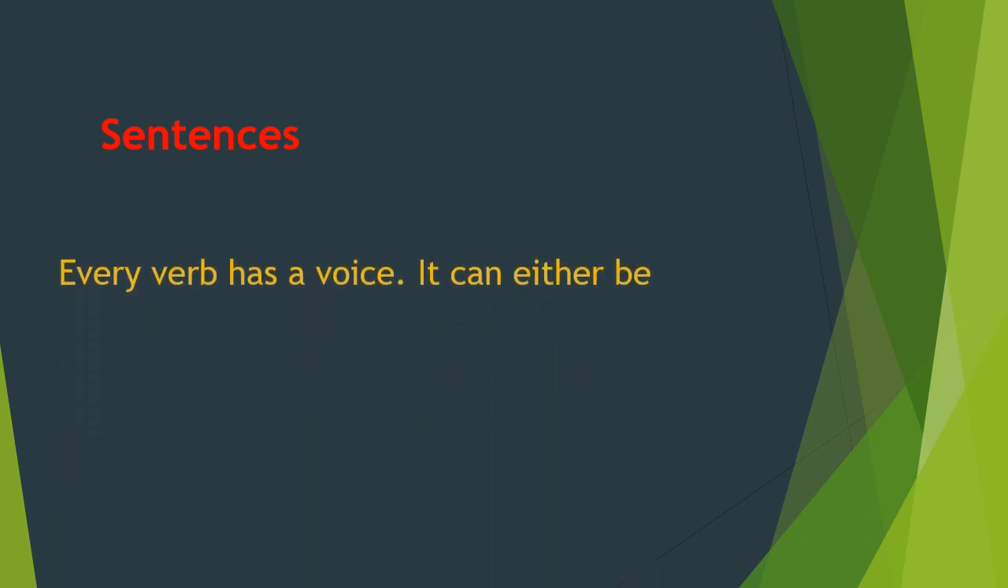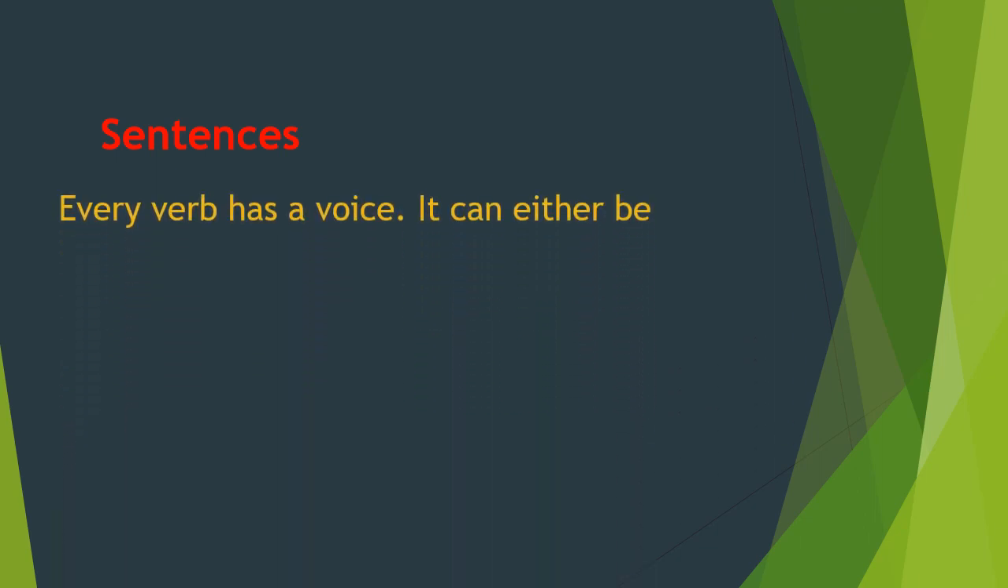We all know that a sentence has two parts, a subject and a predicate. A verb is mandatory in a sentence, and a predicate contains the verb. Now, in any sentence, every verb has a voice. It can either be active or passive.